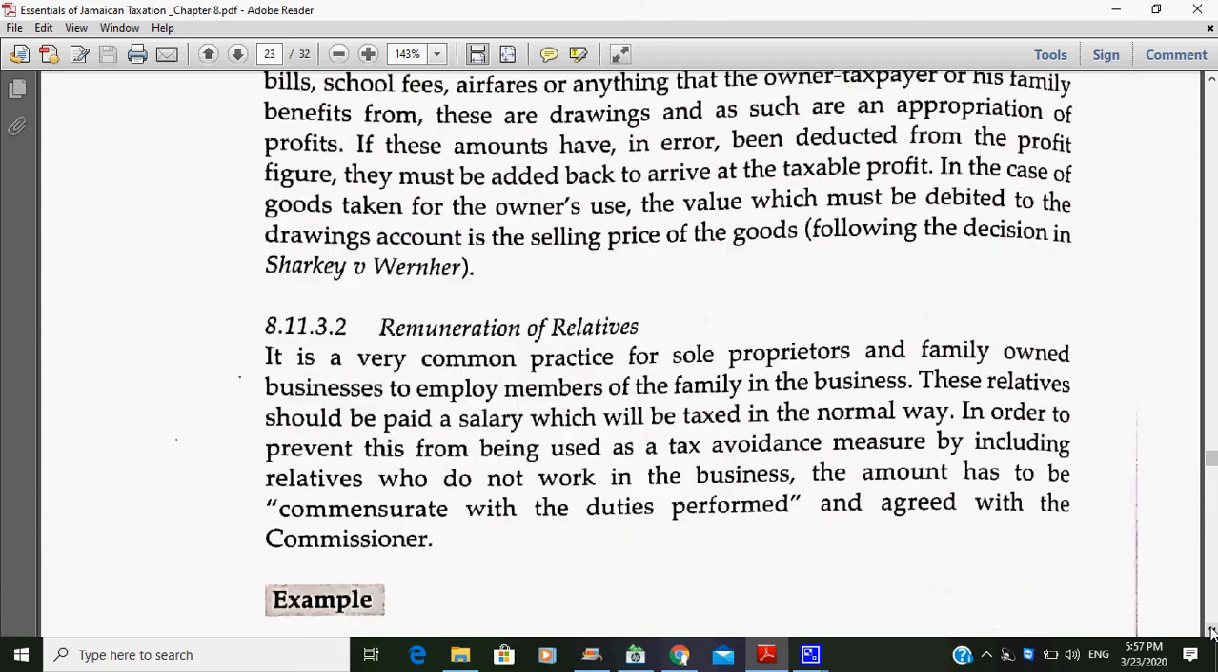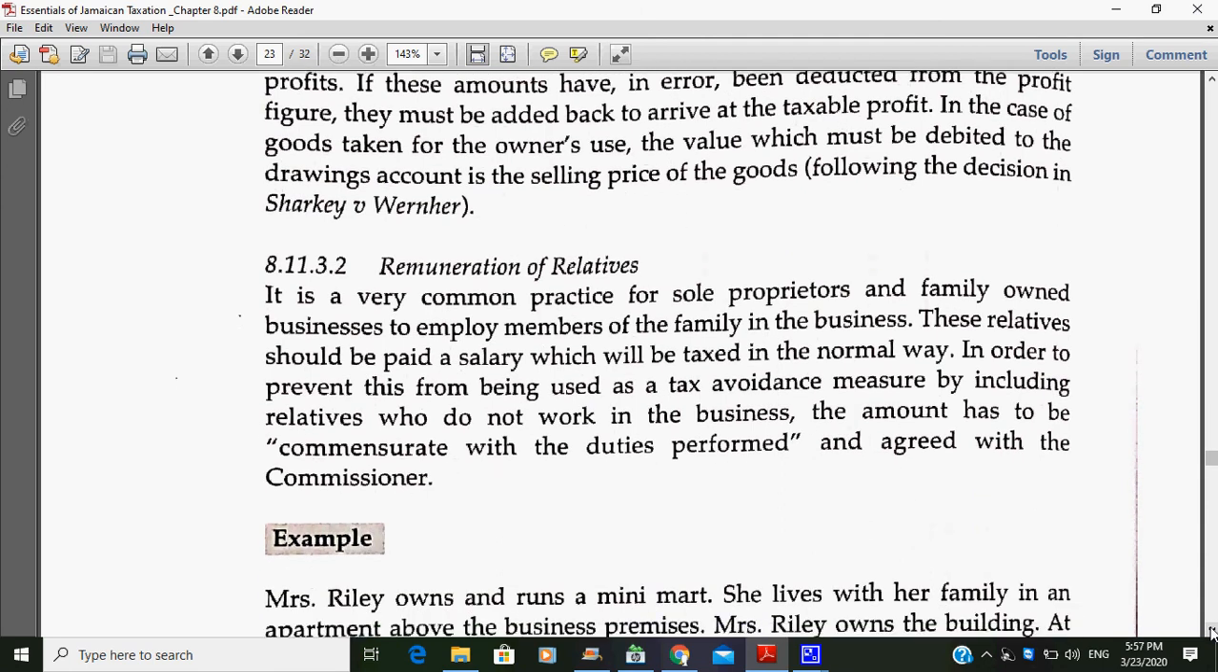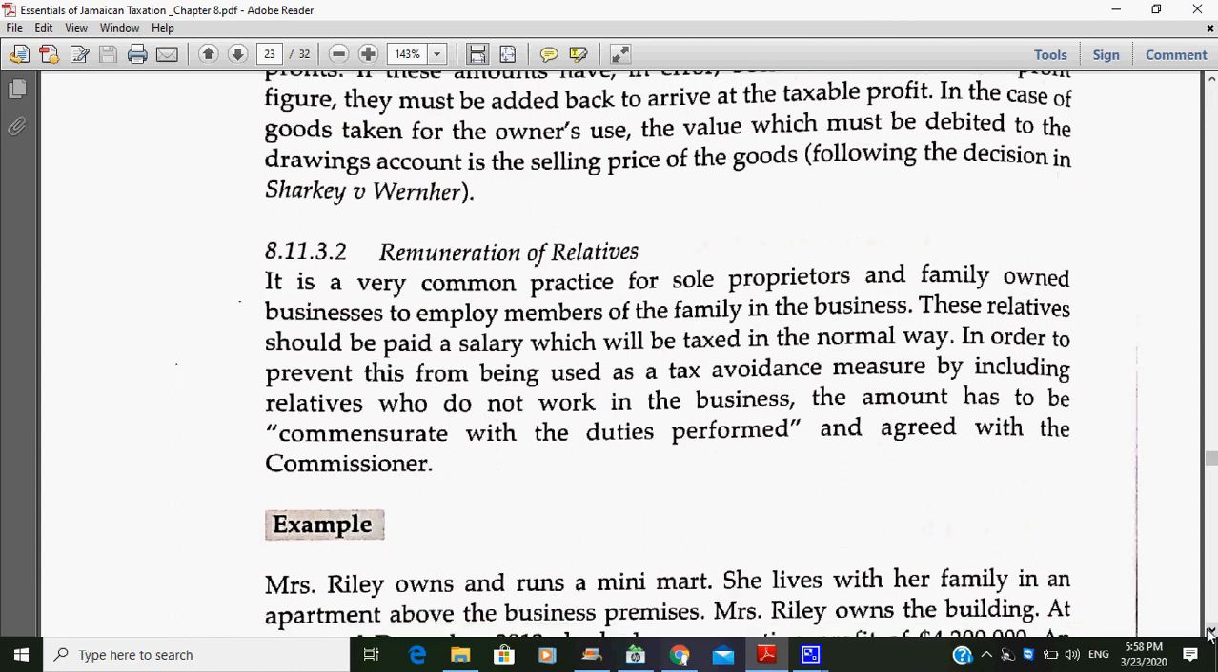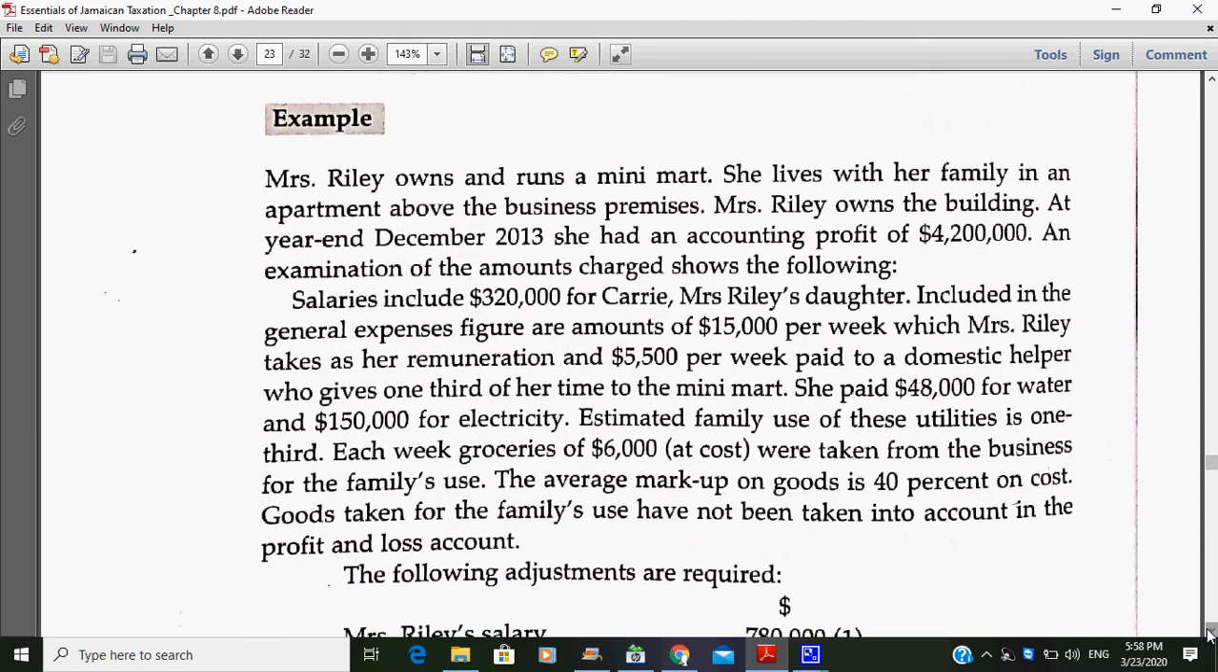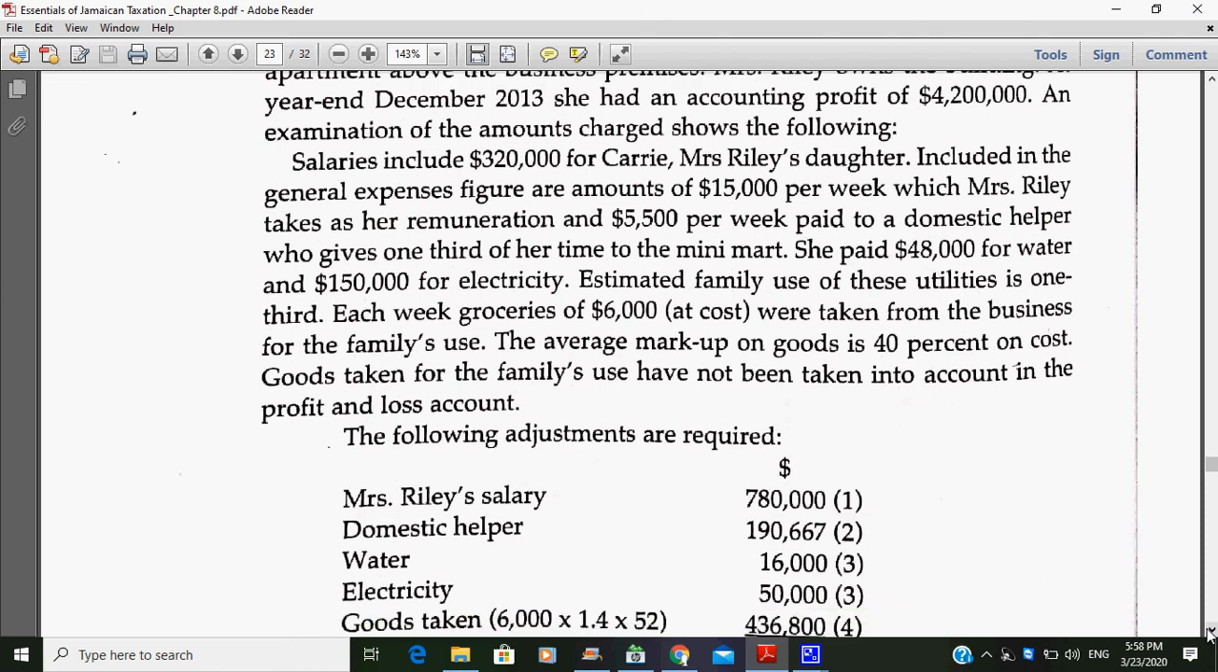Then there is remuneration of relatives. It is a very common practice for sole proprietors and family owned businesses to employ members of the family in the business. These relatives should be paid a salary which will be taxed in the normal way. In order to prevent this from being used as a tax avoidance measure by including relatives who do not work in the business, the amount has to be commensurate with the duties performed and agreed with the commissioner. You can look through this example to see an idea of how this will be calculated. Alright?